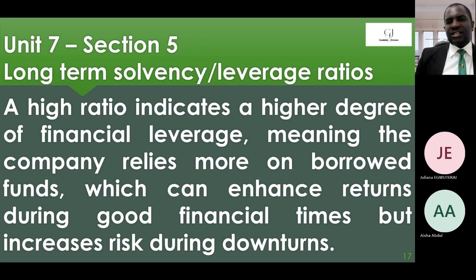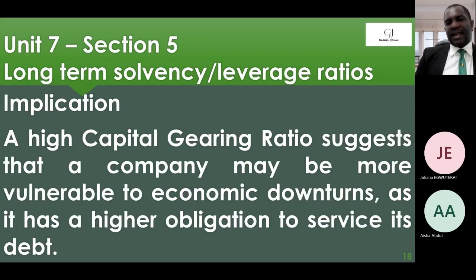It's like preference shares, which carry a restrictive covenant: you must pay whether you make profit or not. So borrowed funds are good when there is a boom. When the economy booms, you make a lot of profit and the borrowed funds recover. But once there is a dip, the company is in trouble. That's the risk in the gearing ratio. The implication is that a higher gearing ratio suggests the company may be more vulnerable to economic downturns. You collect money from external providers of capital, and you are obliged to service that debt in the form of interest, and you also pay the principal.